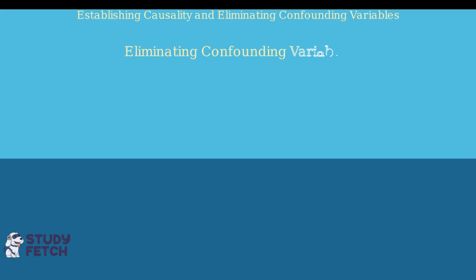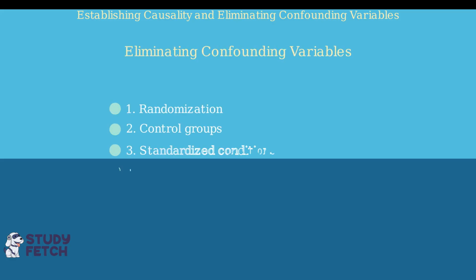Here are 4 key methods to eliminate confounding variables. First, randomization distributes potential confounders equally among groups. Second, control groups allow comparisons where only the independent variable differs. Third, standardized conditions keep all irrelevant factors constant. Fourth, we can measure potential confounders and account for them in analysis.